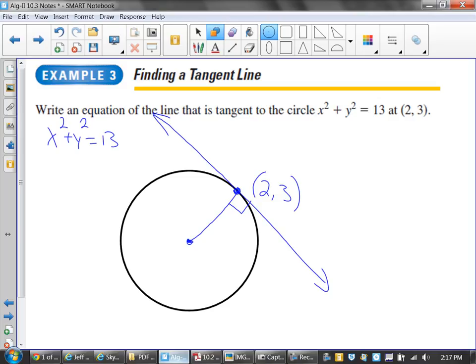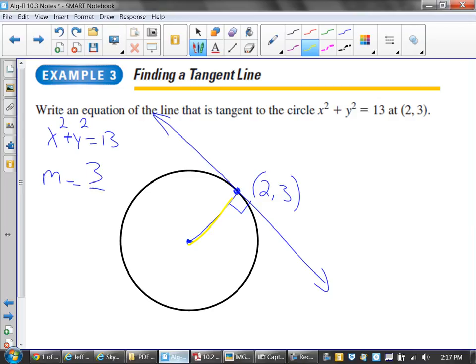If one of my ordered pairs is 0, 0, that means the slope of the radius here is 3 over 2. The slope of that line is 3 over 2. Change in y over change in x: 3 minus 0 over 2 minus 0. Okay. So if the original slope is 3 over 2, what's the perpendicular slope? Very good. Negative 2/3 is my perpendicular slope.